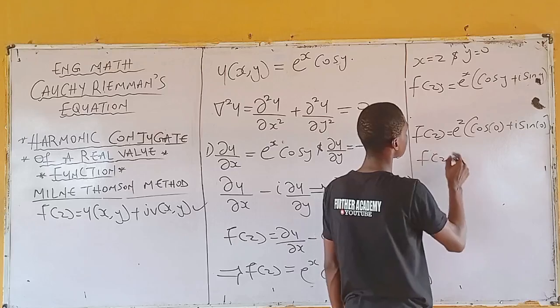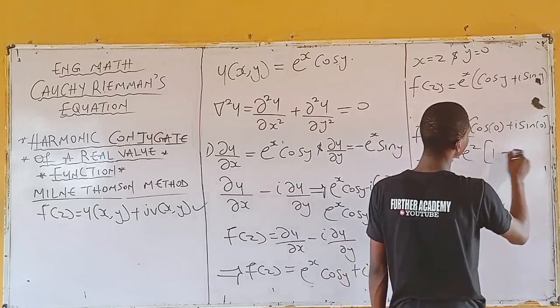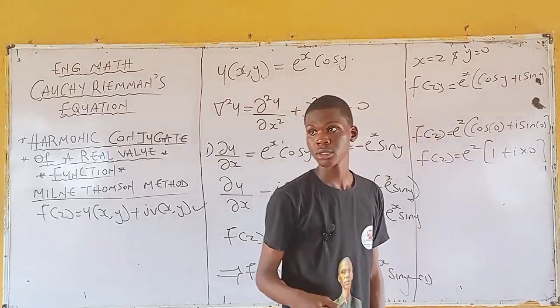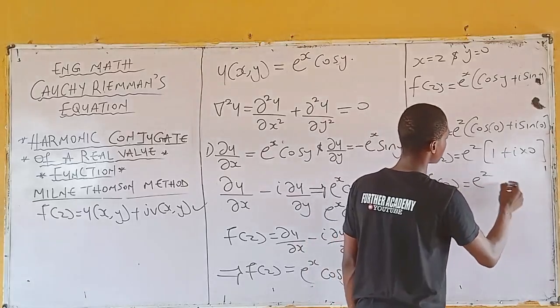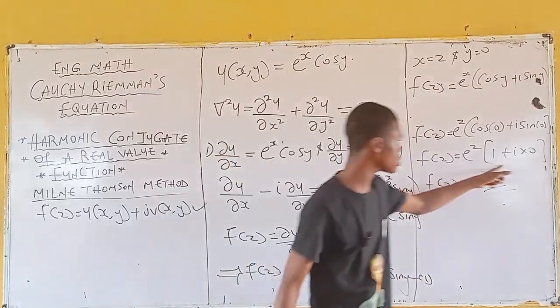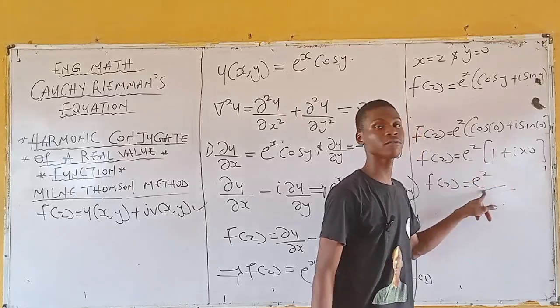Then you have f of z is equal to exponential raised to the power of z multiplying 1 plus i times 0. Because 0 is what? 1. Right? So you are saying f of z is equal to exponential raised to the power of z. True or false? This will give you 0. This is 0. 0 plus 1, 1. 1 times this, you have this.